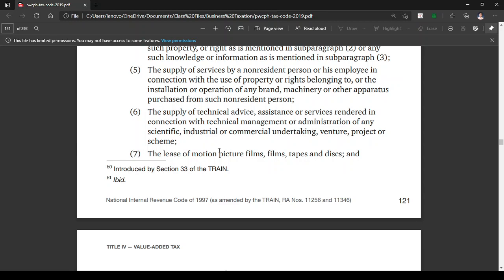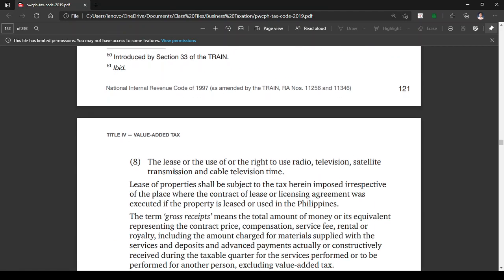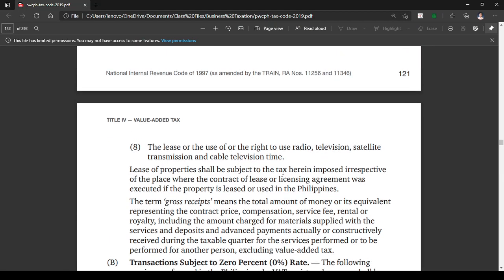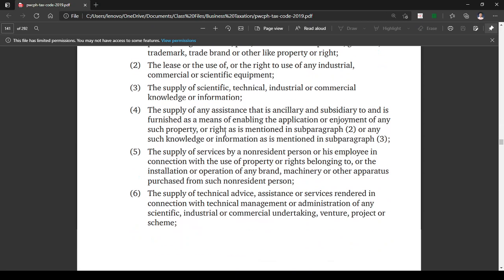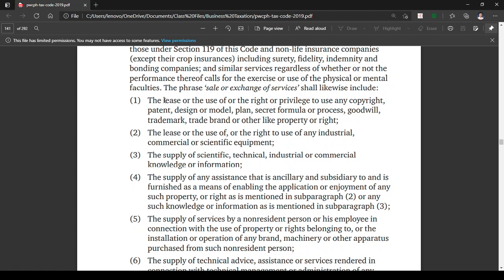The lease of motion pictures, films, tapes, and discs, and the lease or the use of the right to use radio, television, satellite, transmission, and cable television time. So all of these are also included under the term sale or exchange of services. So even though not necessarily na service, under the tax code, it is still included, right? So for example, itong mga list na to, hindi naman service ang mga to. Pinaparentahan lang naman natin, right? Pero still, it is considered to be under sa term na sale or exchange of services.